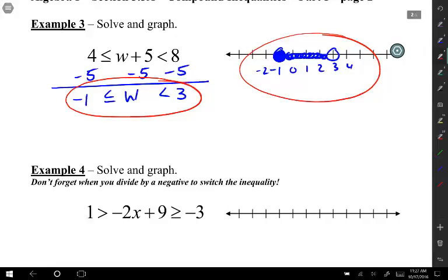Really straightforward. Making sense so far? Which way do the inequalities have to point when you finish in order to shade in between? Left. Okay? They have to point left. What happens if they don't? Then it's not shaded in between. Then it's kind of a completely different style of problem. We'll deal with that.